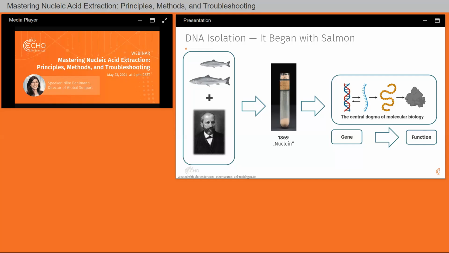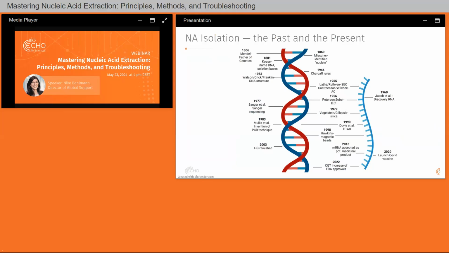Miescher was not alone. So here are some milestones, but no worries, I don't do a history lesson today. Here are some milestones on the track of RNA and DNA research, which I think are very important to understand where we are now. It started in 1866 with the father of genetics, Mendel. I think we all know this from the textbooks, followed by Miescher, and then followed by solving the DNA structure by Watson, Crick, and Franklin. And then a lot of other findings were going on.